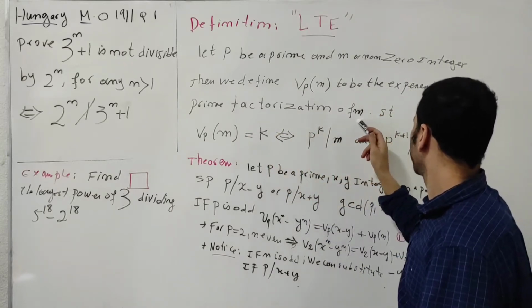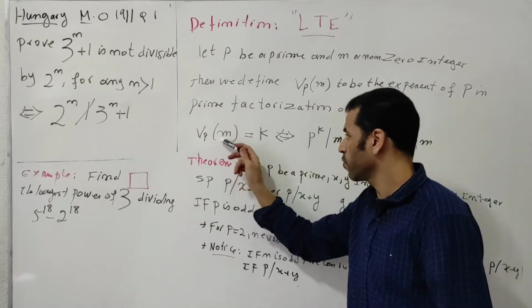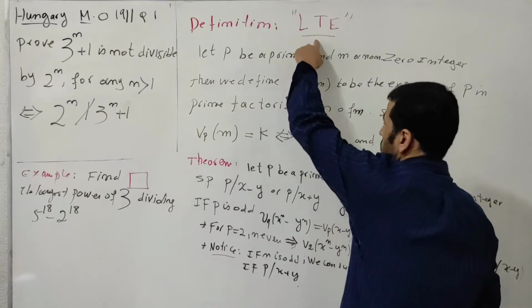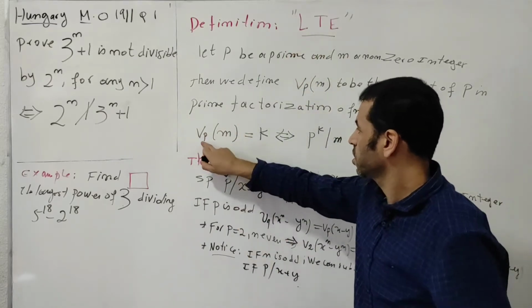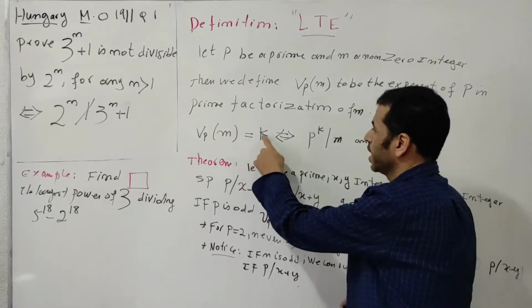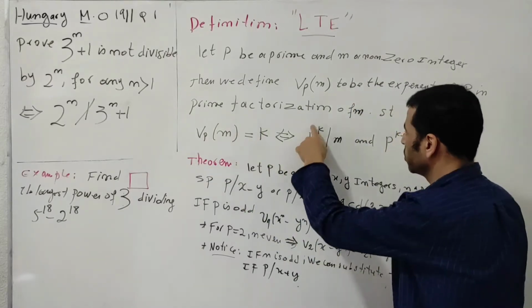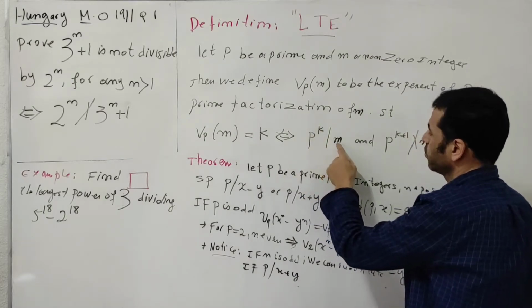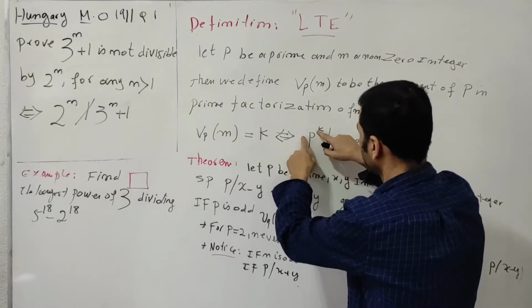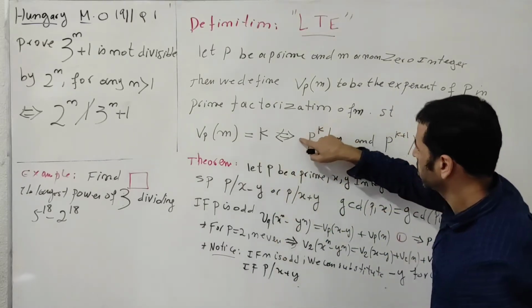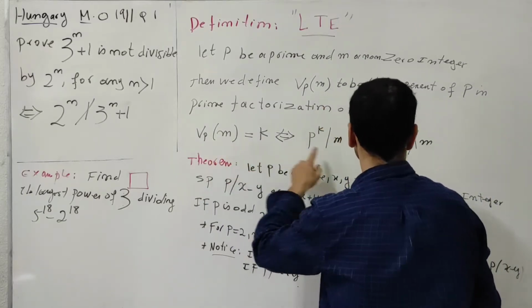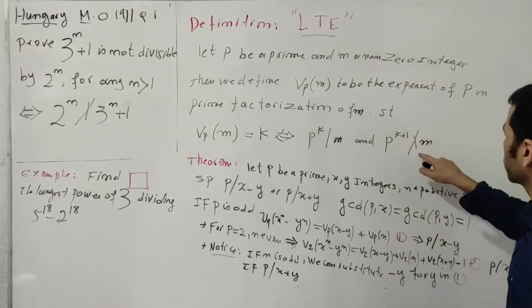Okay, m is an integer such that v_p(m) equals k. This is the definition. Here p is a prime, m is an integer, and k is the exponent. This is equivalent to p^k dividing m, so the condition is that p^k must divide m, and p^(k+1) does not divide m.